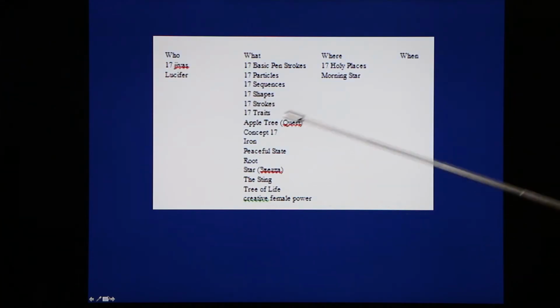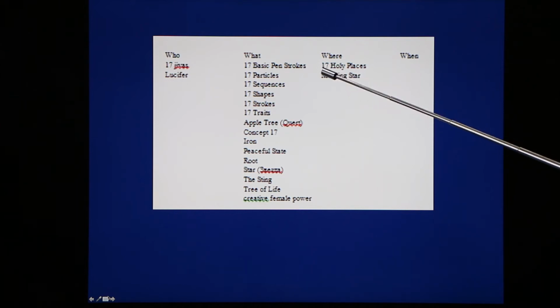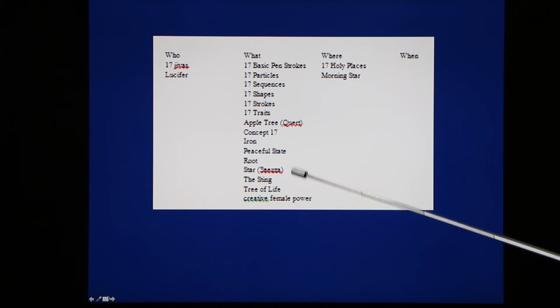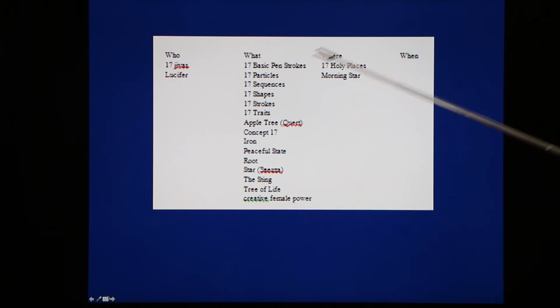So the nityas are important for Tripura Sundari as well, because it's on the 16th day of the moon that it's not just full, but it's the one where life comes in its plenitude, and that's why in most versions there are 16 vowels. 17 jivas, it's linked with Lucifer. 17 pen strokes, particles, sequences, shapes, strokes, trays. 17 holy places linked with the morning star.